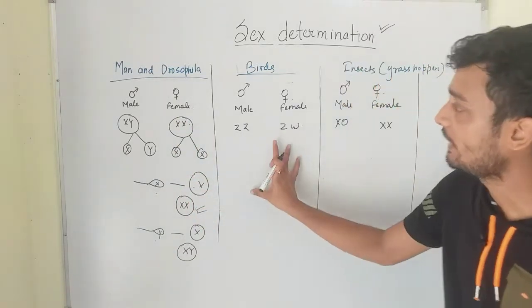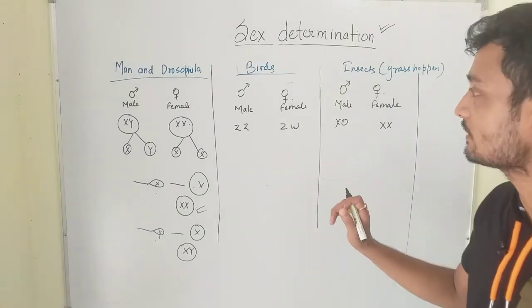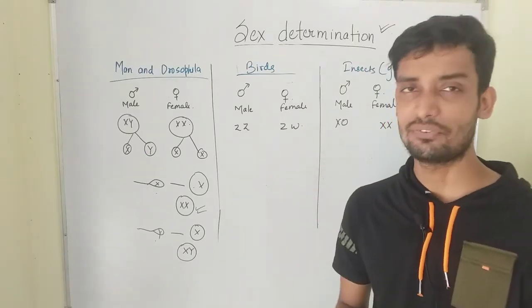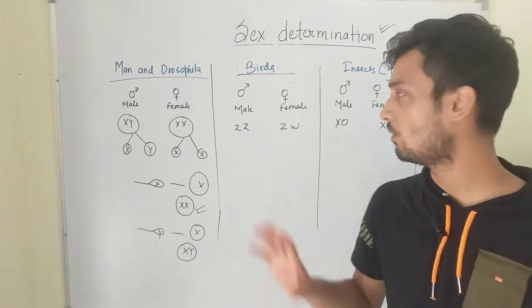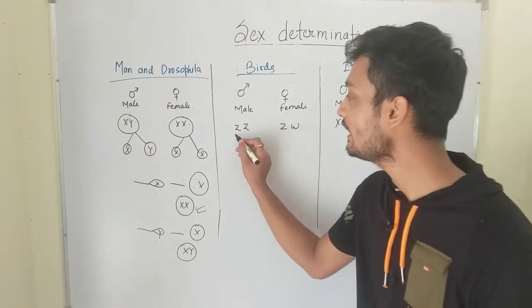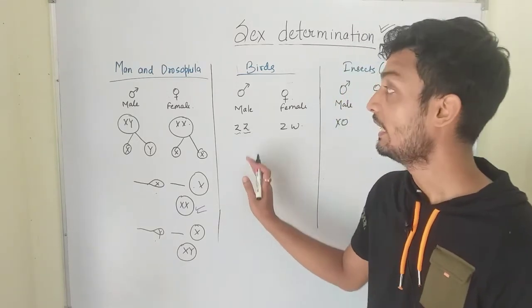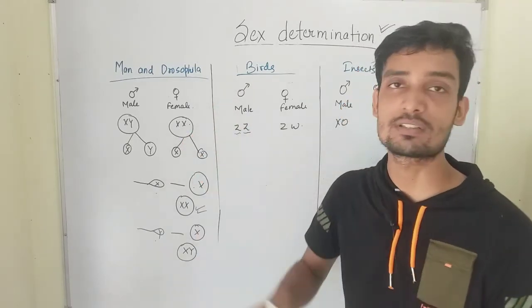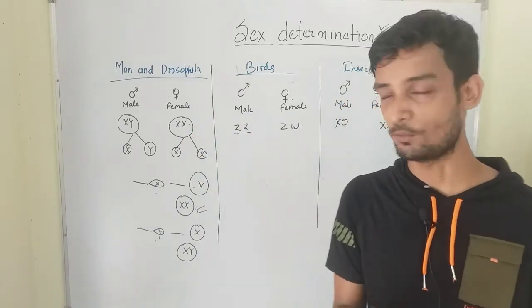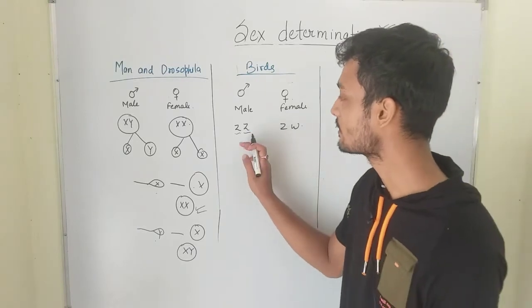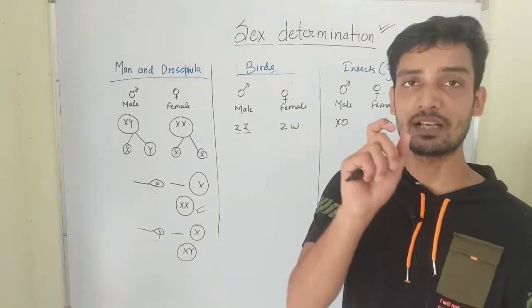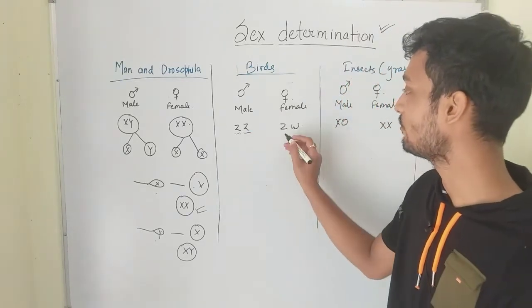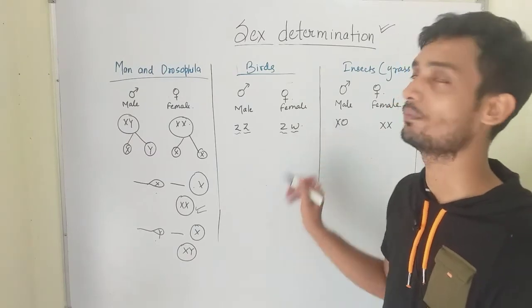Now in the case of birds, what happens? There is a different case in birds. In man, the female contained identical chromosomes, but in birds the male contains identical chromosomes, that is Z and Z, and the female contains Z and W type of chromosomes.